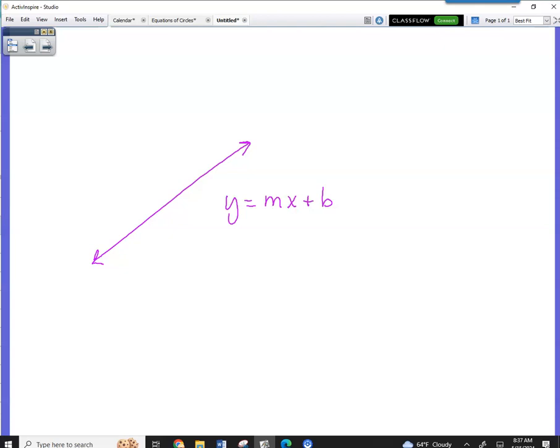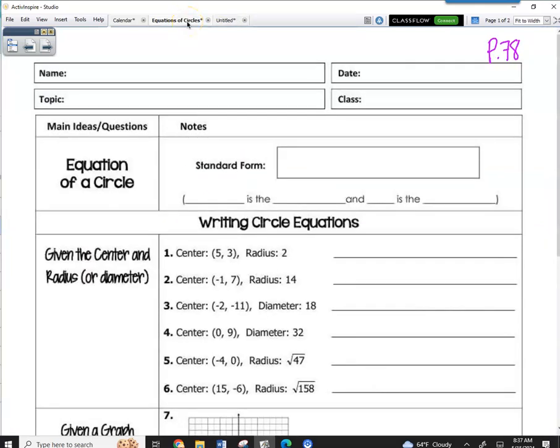I would gather that equations of circles are easier than equations of lines. I don't know why, because there's more stuff, but I find them easier. Here is the formula for the equation of a circle. You do not have to memorize it. I will give it to you when we take the test. It looks very complicated, but it's really not.